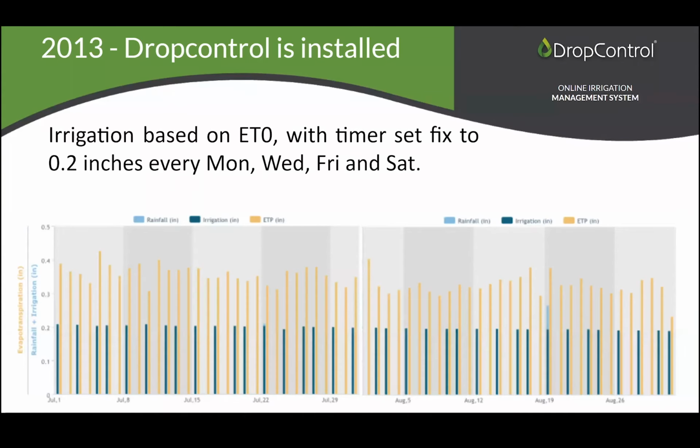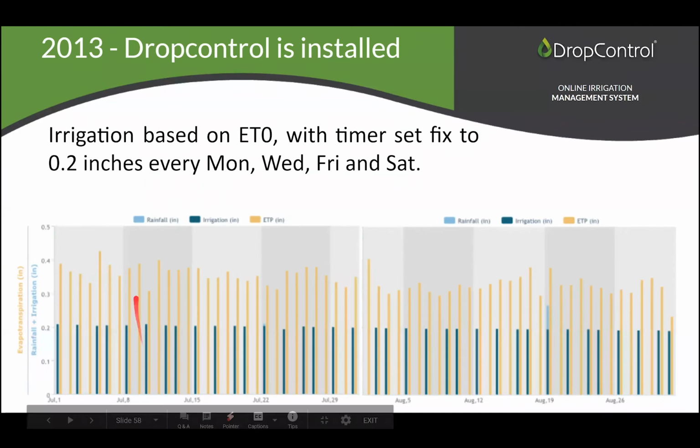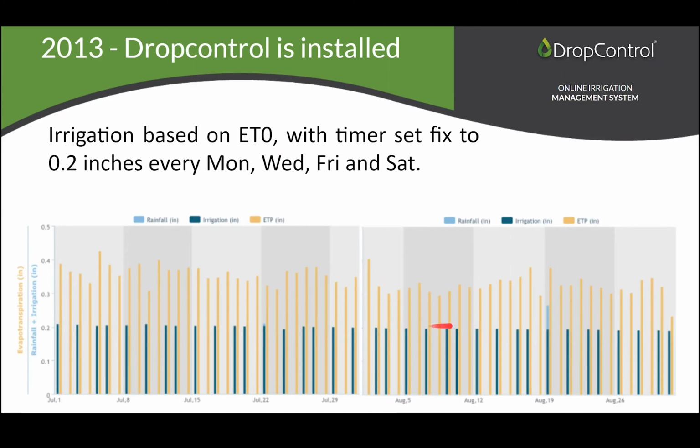Fresno State was a system that we installed back in 2013, and when we got there, irrigation was based on ET, and the timer was fixed to irrigate 0.2 inches every Monday, Wednesday, Friday, and Saturday. This is July and August of 2013. You can clearly see, based on the irrigations, and there was a weather station showing us the ET, but the irrigation was flat and never changed, fixed on a timer.